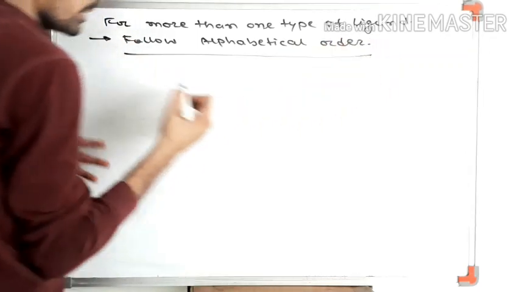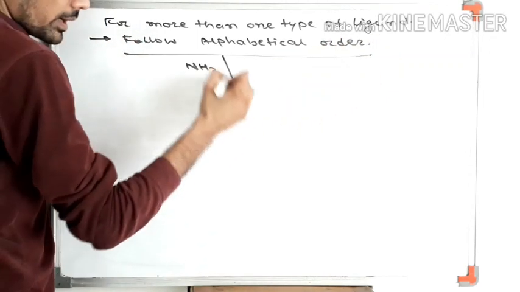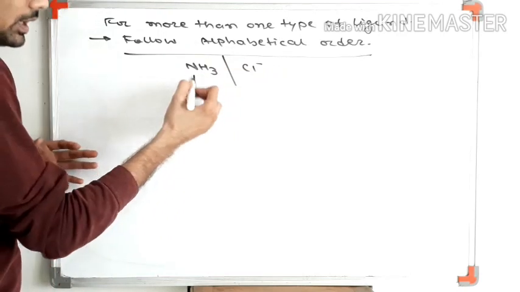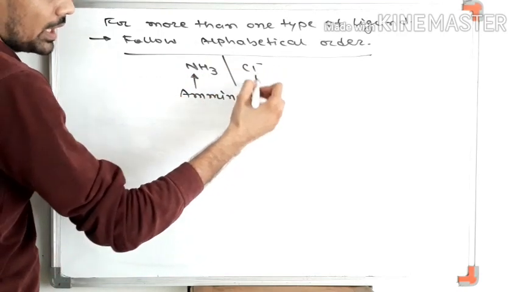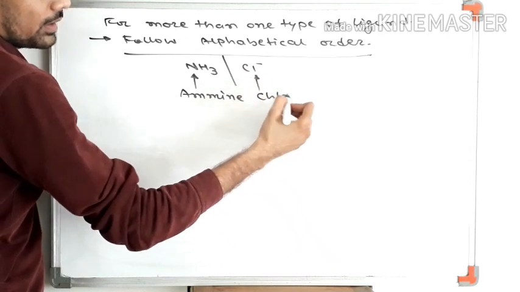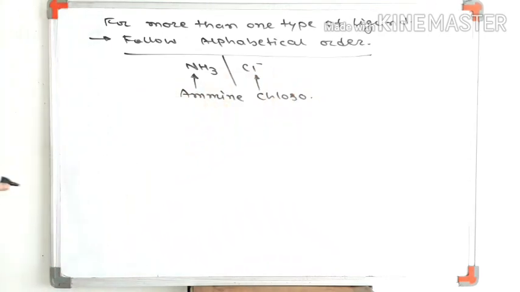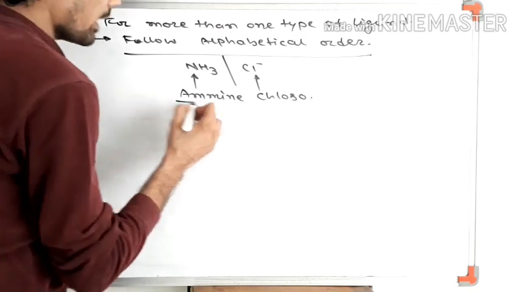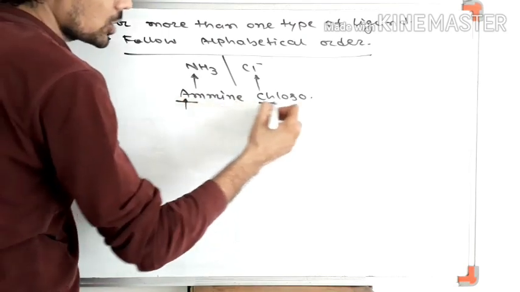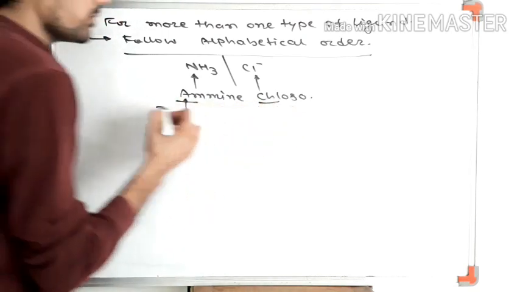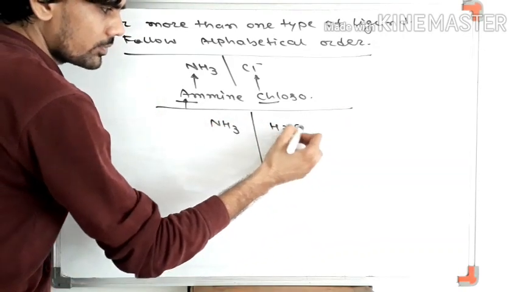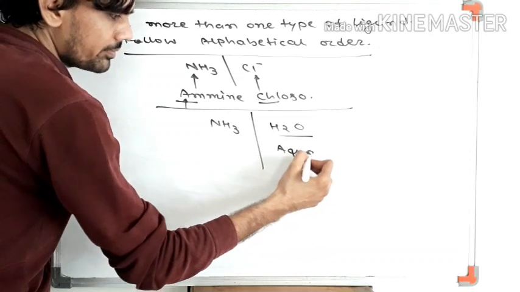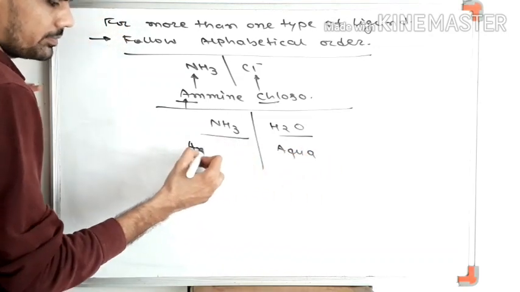As a ligand, ammonia is also present and Cl minus is also present. The name of ammonia is ammine, and the name of Cl minus is chloro or chloride. So first of all we have to write ammine because A comes first, and after that chloro. Like ammonia and H2O both are present. For H2O it is aqua, for ammonia ammine.